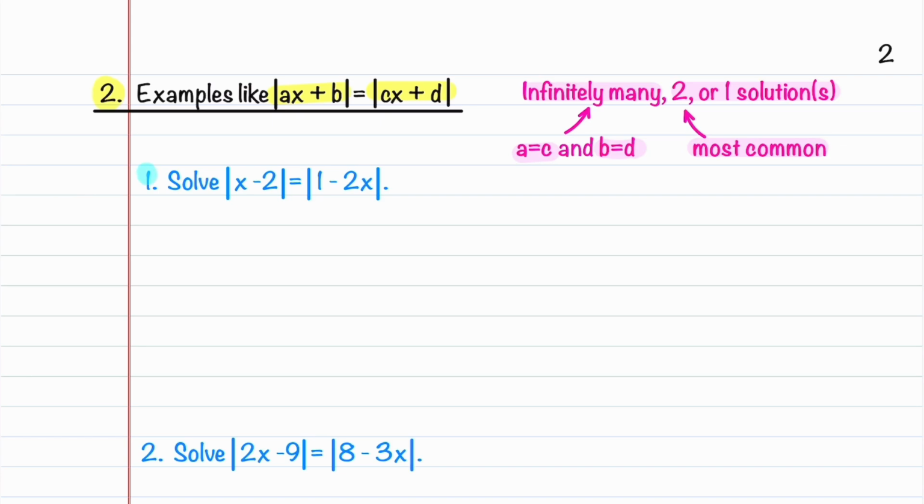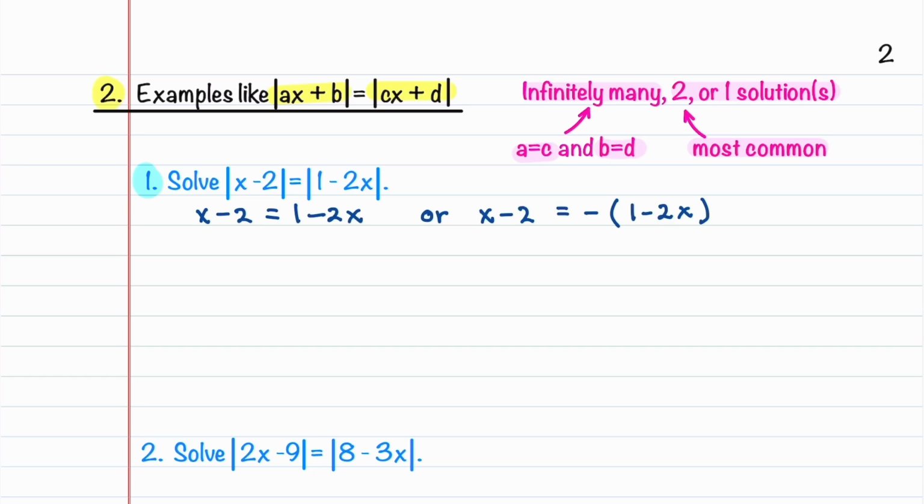Let's go ahead and look at our first one. We're going to do it just like we did with the problems on the previous page. We're going to split it up into two pieces. Our first piece looks like this. We have x minus 2 is equal to 1 minus 2x. That's our positive piece. Or we can have x minus 2 be minus, and you have to be very careful with parentheses here. We're going to put a parenthesis here, 1 minus 2x, because the negative is going to have to distribute to both of those terms.